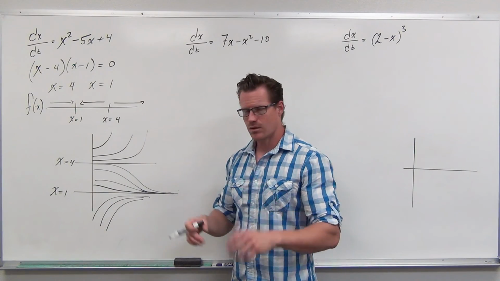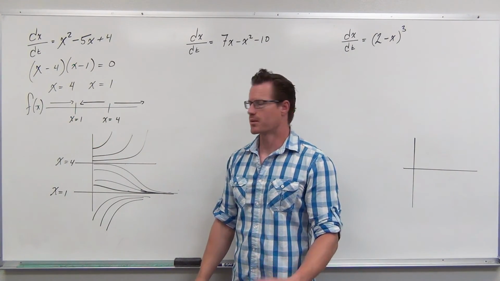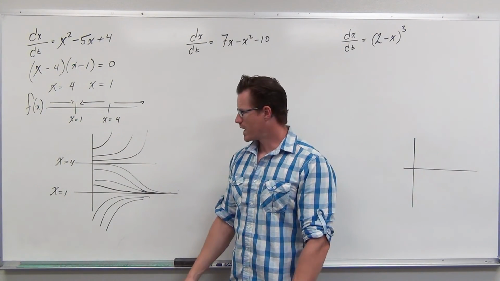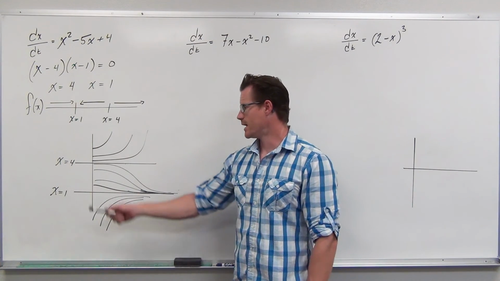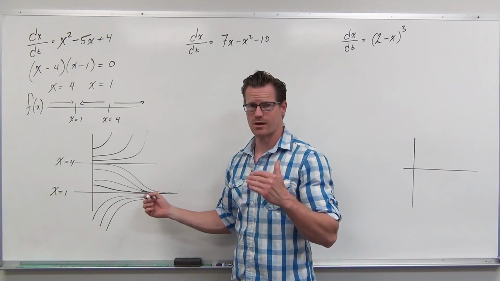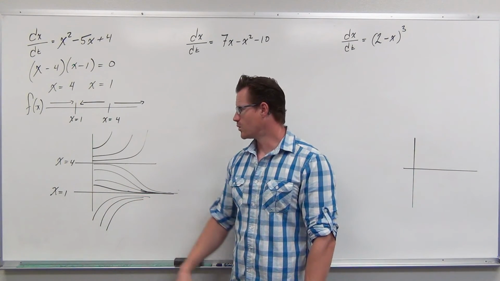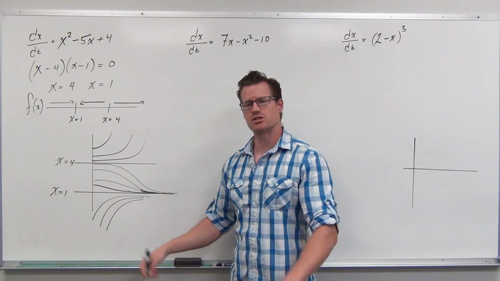So it says ultimately, hey, if your initial value is greater than 4, just think about what's going to happen to your population. It's going to explode. What happens if your population is between 1 and 4? It doesn't matter where you are. After a certain amount of time, you're going to drop to 1. The population is going to have a carrying capacity of 1. If you start below 1, you're going to increase until you get to 1. So you have a limiting population of 1.